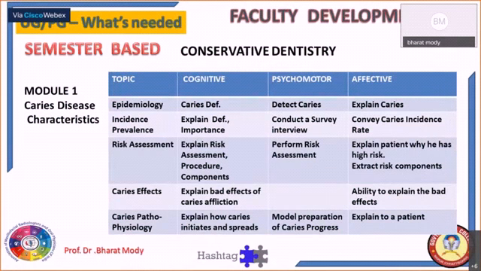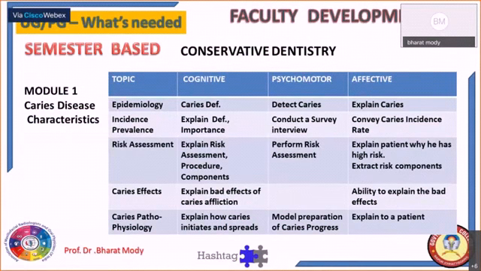So the first module will be caries disease characteristics. First we'll have the topic of epidemiology. In the cognitive domain, the definition of caries and what is caries; psychomotor, detection; and in the affective domain, telling the patient that he has got caries and all, that should be there. Then the incidence and prevalence of caries will be there.